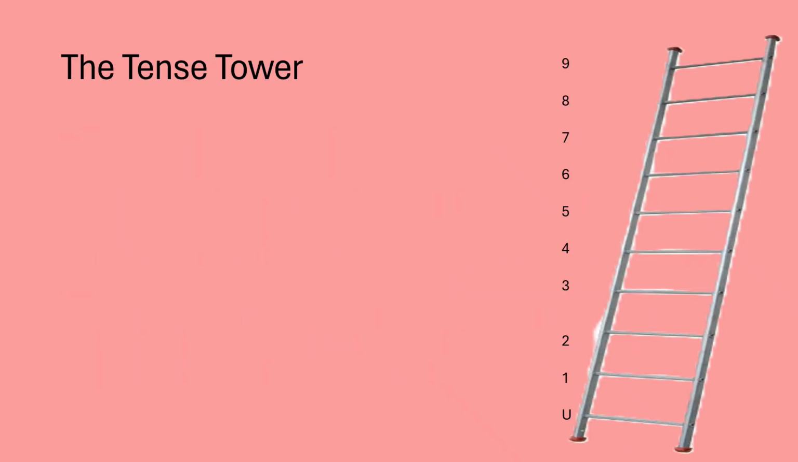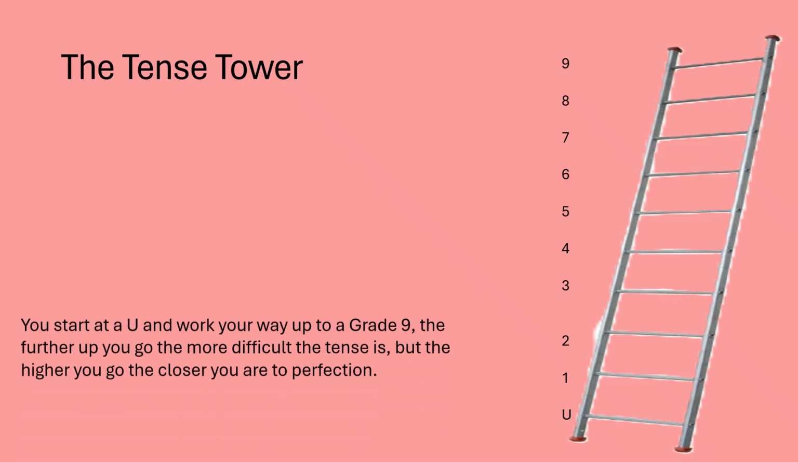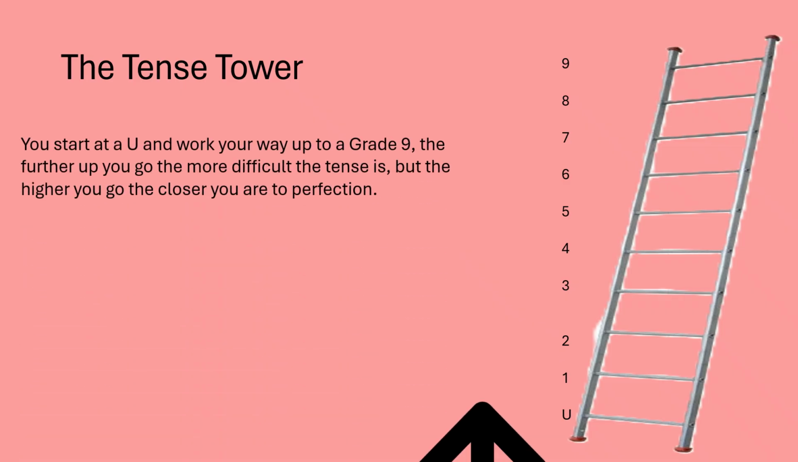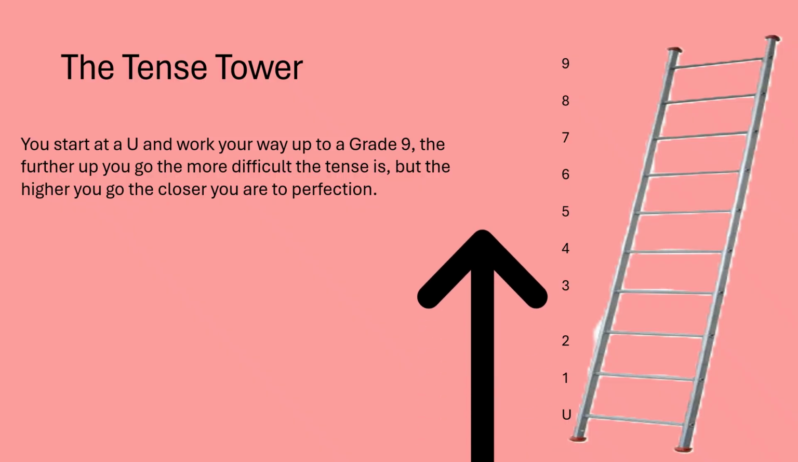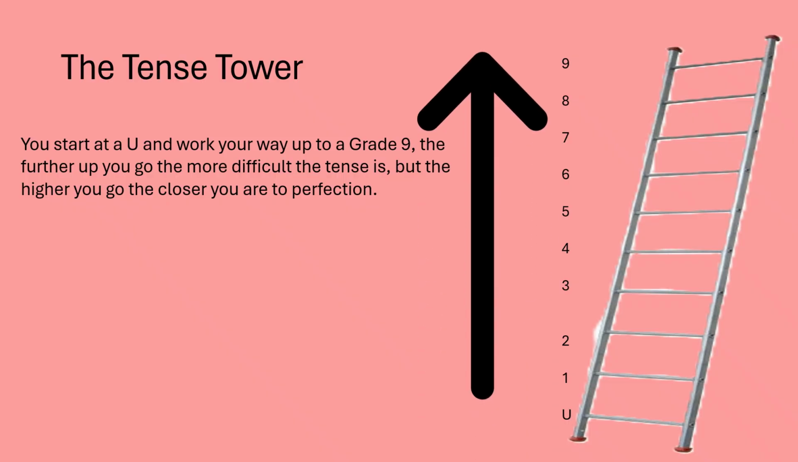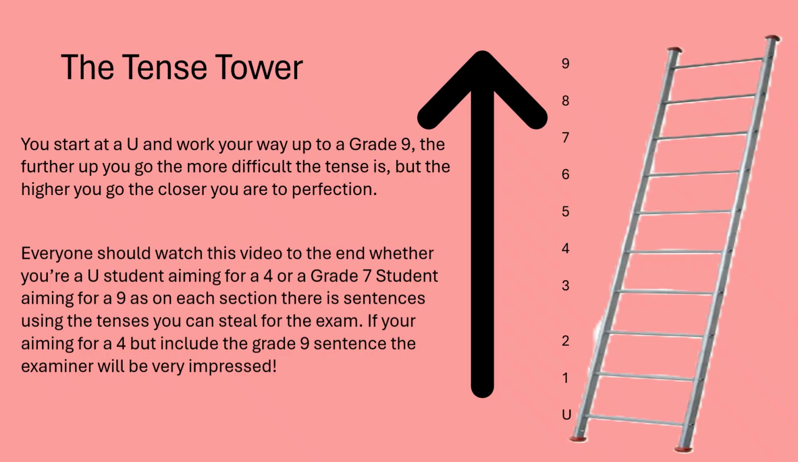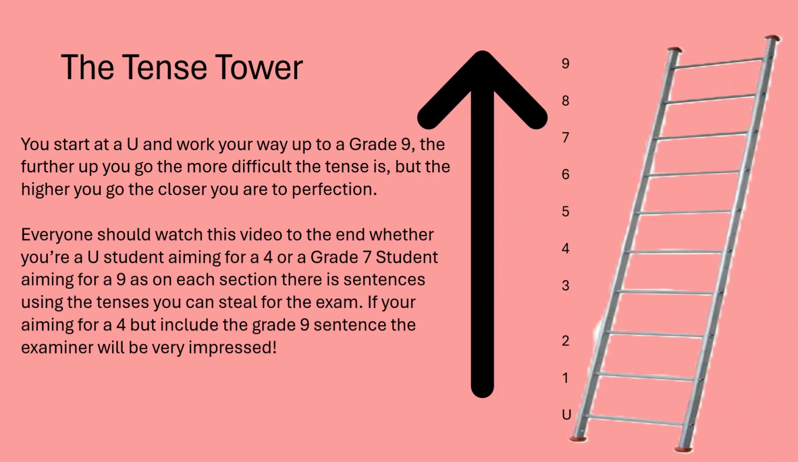Okay, so the tense tower, as you can see on the right, I will quickly explain to you before jumping into the tenses. So you start at a U and work your way slowly up to a grade 9. The further you go up, of course, the more difficult the tense is, but the higher you go, the closer you are to perfection and the closer you are to achieving that prestigious grade 9. Everyone should watch this video to the end, whether you're a U student aiming for a 4 or a grade 7 student aiming for a 9.